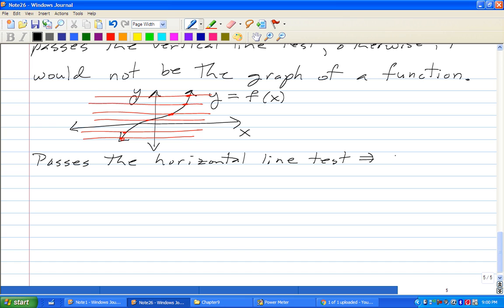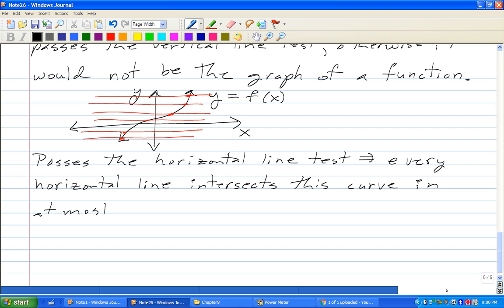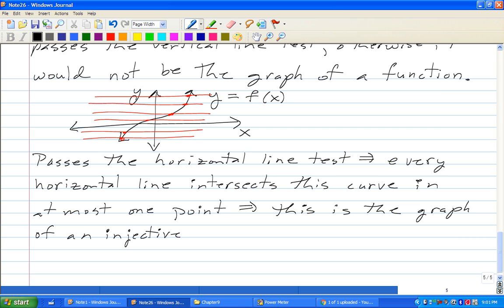And so this means that every horizontal line intersects this curve in at most one location, one point. If it passes the horizontal line test, then this says that this function, f of x, is an injective function. So this is the graph of an injective, one-to-one function.